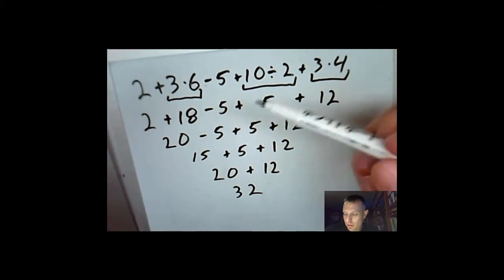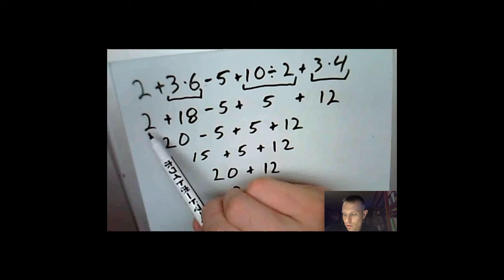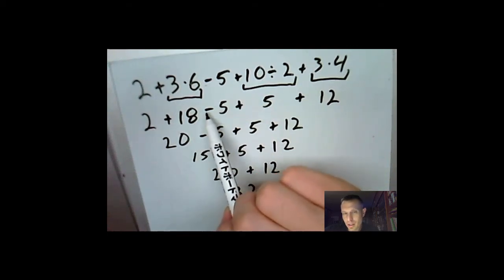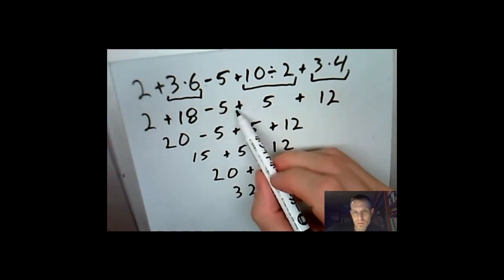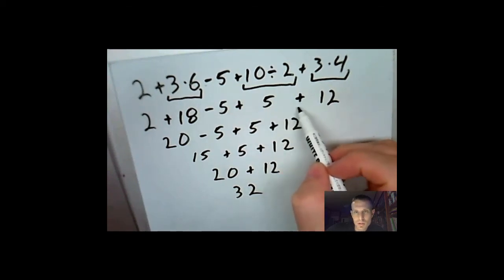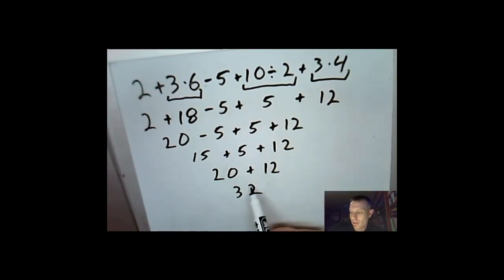Now, I'll go back and show you how we could have done this a little bit faster, and I think middle schoolers could maybe do this in their head. 2 plus 18 is 20. 20 minus 5 is 15. 15 plus 5 is 20. And 20 plus 12 would also be 32. So that's another way you could do it. But either way, you should arrive at 32.